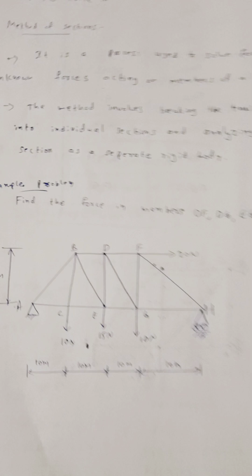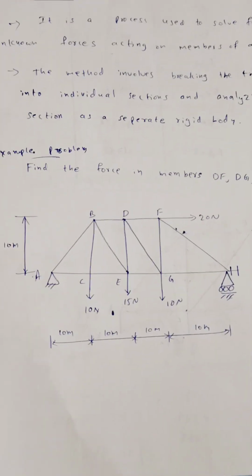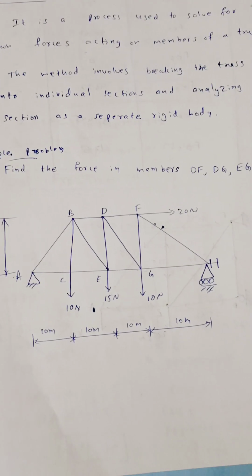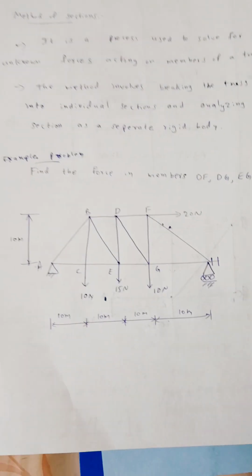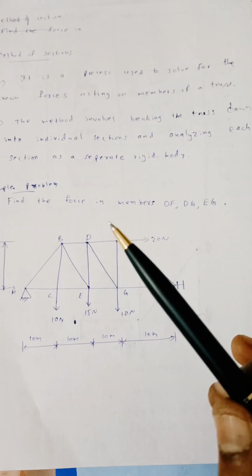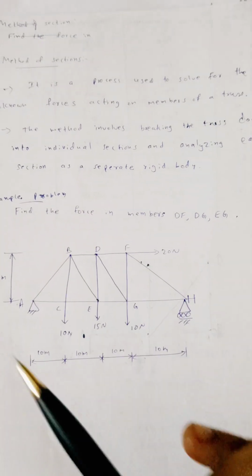So what is the basic difference between the method of joints and the method of sections? If we need to find the forces in all the members, then the method of joints is used, and if we need to find the force in particular members, then the method of sections is used.